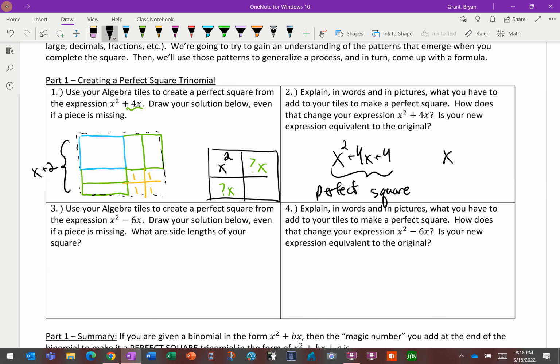And the original was just x squared plus 4x. I'm going to call this just the OG, the original. The OG was not a perfect square. We could get it close to a perfect square, but it had something missing. All right, so now that you get the idea, go ahead and try 3 and 4 with your algebra tiles or just with drawing. Now you're going to take x squared minus 6x, and you're going to do the same thing. Ready, set, go.